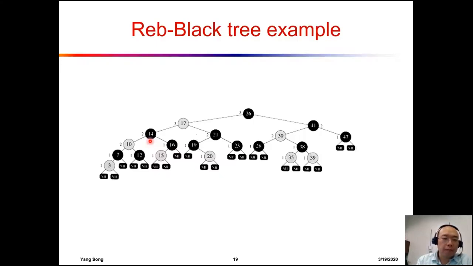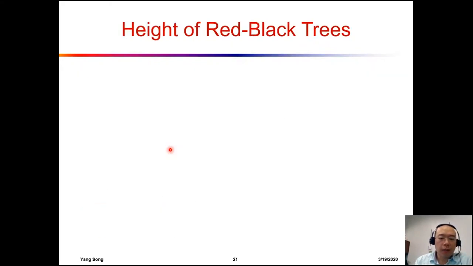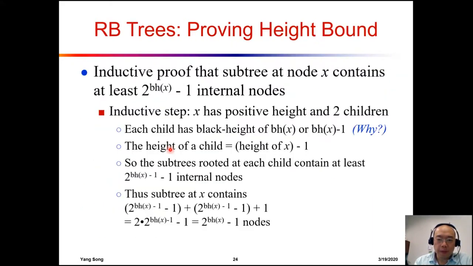And then how about the black heights of the 2 children? The black height of the left child, the 10, is 2. However, if we look at the 16, the black height of the 16 is 1. So let's come back to this argument: each child has a black height that is the black height of the parent, or the black height of the parent minus 1. So why is it like this?